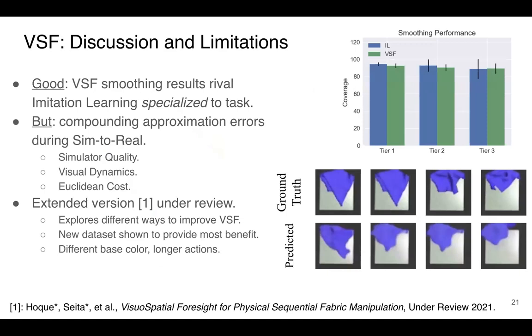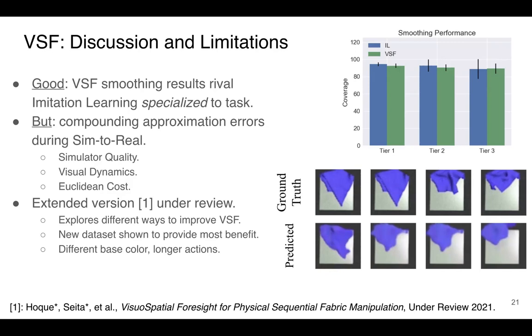All right, so good news, VSF is able to do smoothing almost as well as an imitation learning agent that's specialized to the task. However, in the first version of the paper we didn't get the physical folding to work that well. The reason is we had some compounding approximation errors during the sim to real process. So in an extended version, we tried to explore every way that we could improve the VSF algorithm.